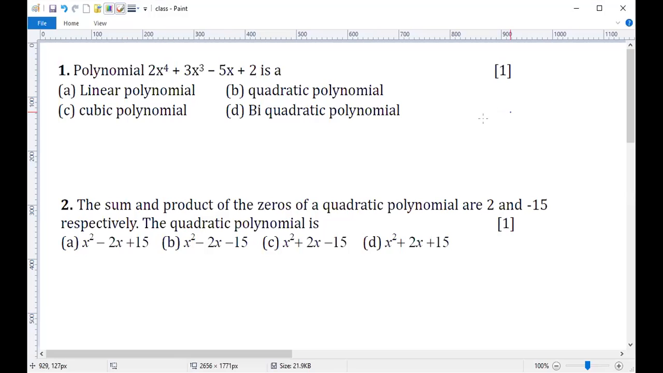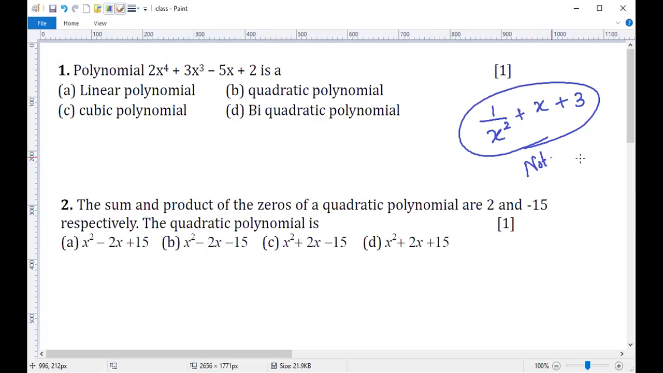Okay. If in case the denominator is 1 by x squared plus x plus 3, what type of polynomial is this? I'm just asking, this is not related to your test. Is it quadratic? It is not a polynomial at all. When the power of x comes as minus 2, when the power of x is negative, you don't have it as a polynomial at all.